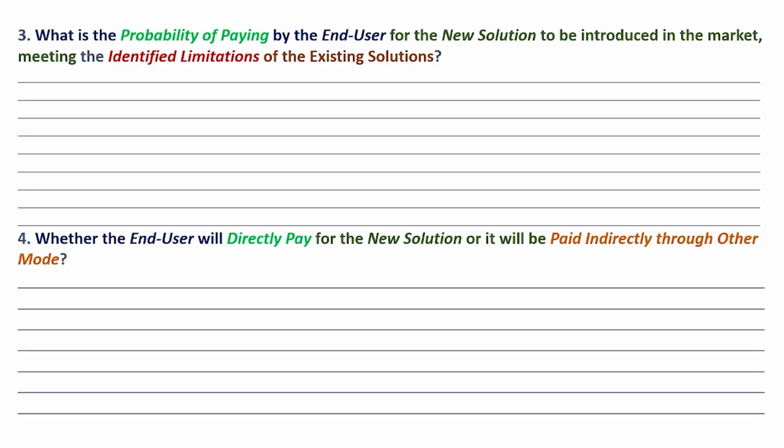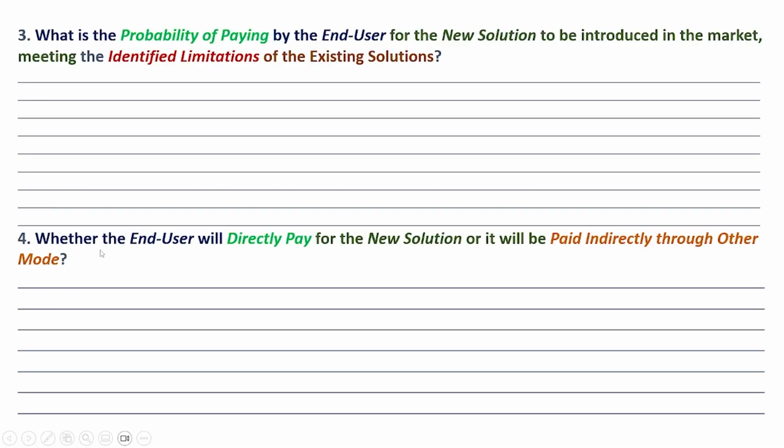Now the template number 10, last section, has 2 questions clearly depicted. Question number 3 says, what is the probability of payment by the end user for the new solution to be introduced in the market, meeting the identified limitations of the existing solutions? Now, this question is very important to learn because people may say that they need a solution, but they may not prefer to pay for it.